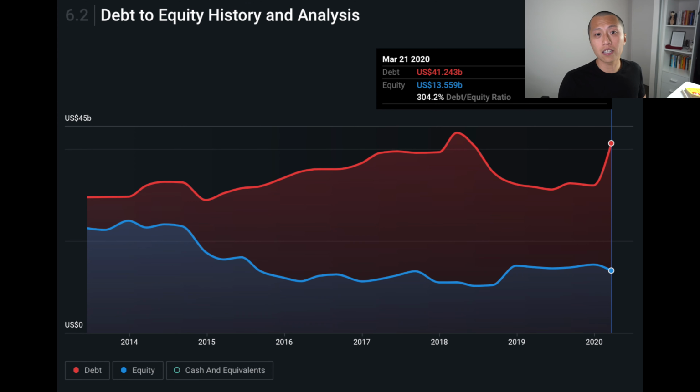But the interesting thing is their debt to equity ratio. So as you can see, they have $41 billion worth of debt and around $13 billion worth of equity. So that really means for every $3.15 of debt, there is $1 worth of equity. And let me tell you why I am absolutely okay that the debt to equity ratio is so high.